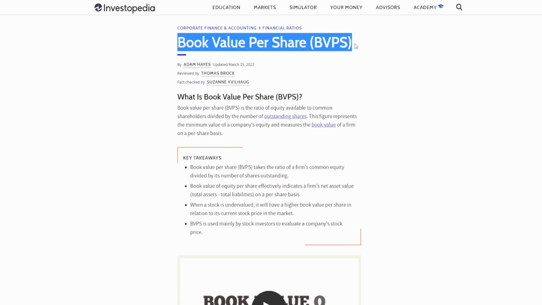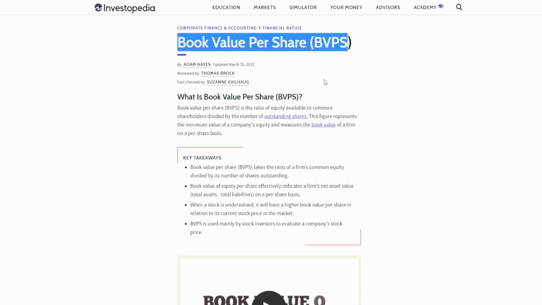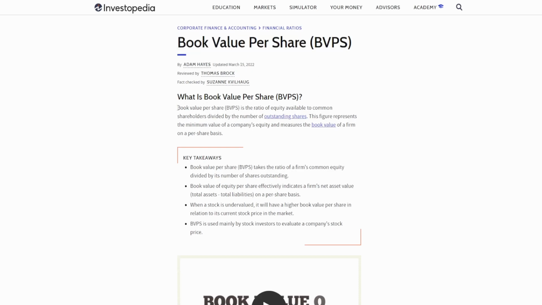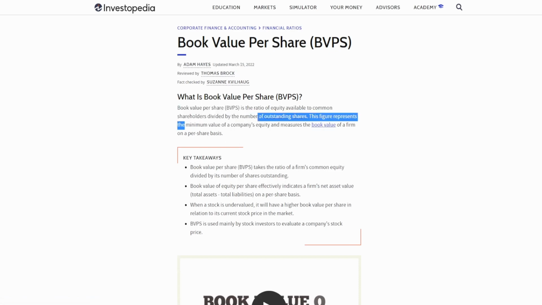However, there are other ways to do it, and one of them is using the book value per share. So just a little bit on what this actually is. Book value per share, BVPS, is the ratio of equity available to common shareholders divided by the number of shares outstanding. This figure represents the minimum value of the company's equity and measures the book value of a firm on a per share basis. The key takeaways, we already pretty much just read the first key point.